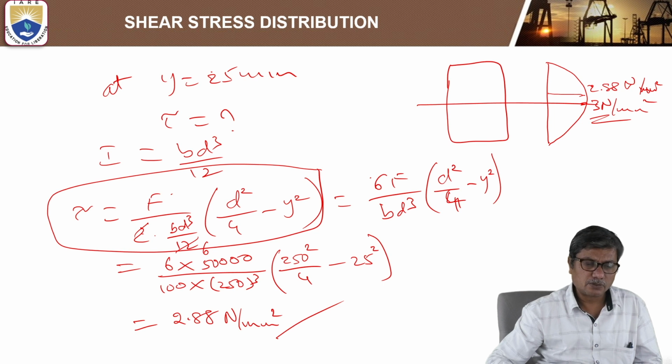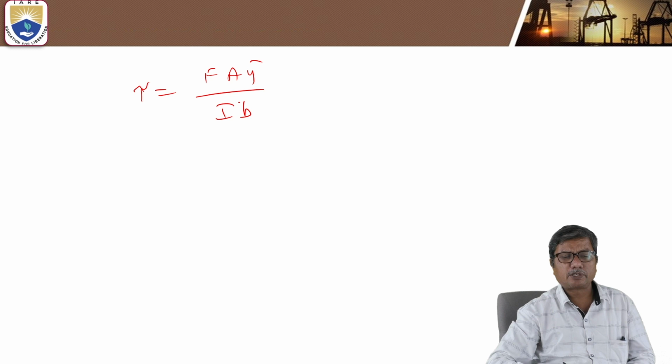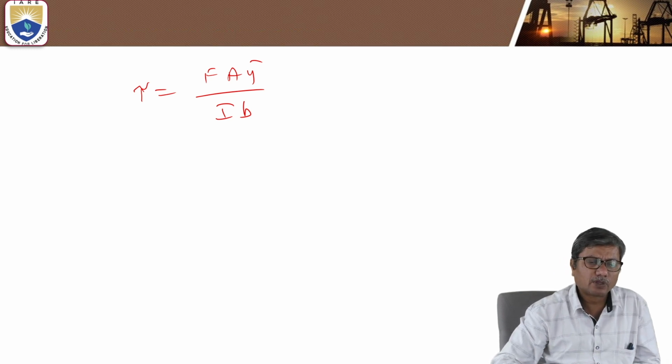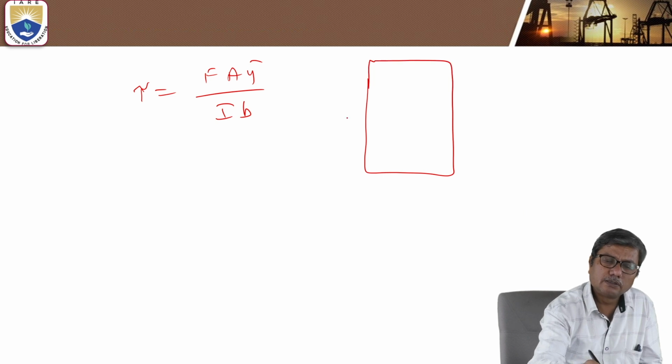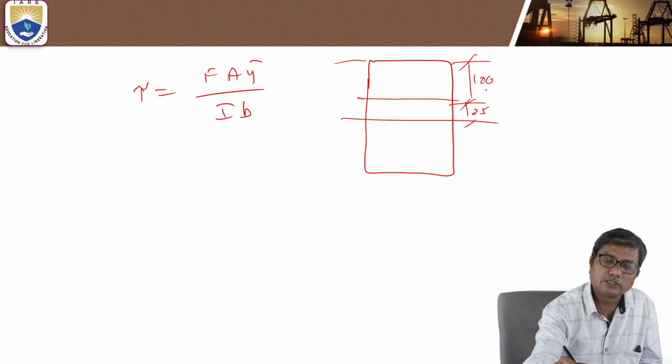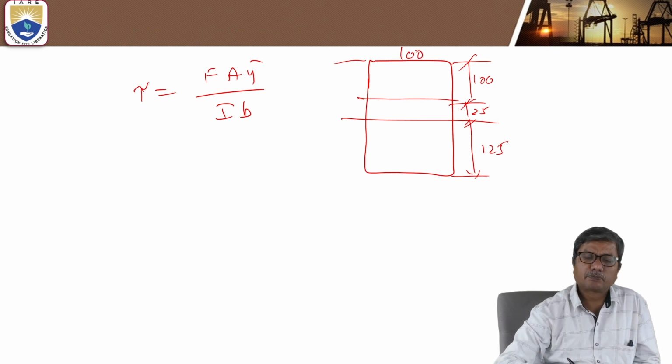General equation also we can use to find this, which is tau is equal to F A y bar by I. General expression also we can use. In which we find this. This is 25 mm and the remaining is 100. D by 2 is 125. And width is 100.